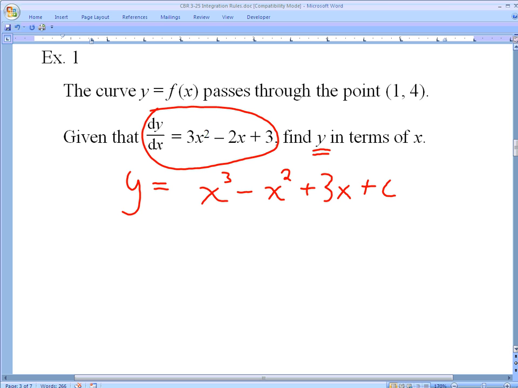Now, we'd like to find out what C is. There's a lot of variables here. We have y, x, and c, but they gave us a point. If we can plug in this x and this y, 1 and 4, there's only one variable left, and then we can solve for c.